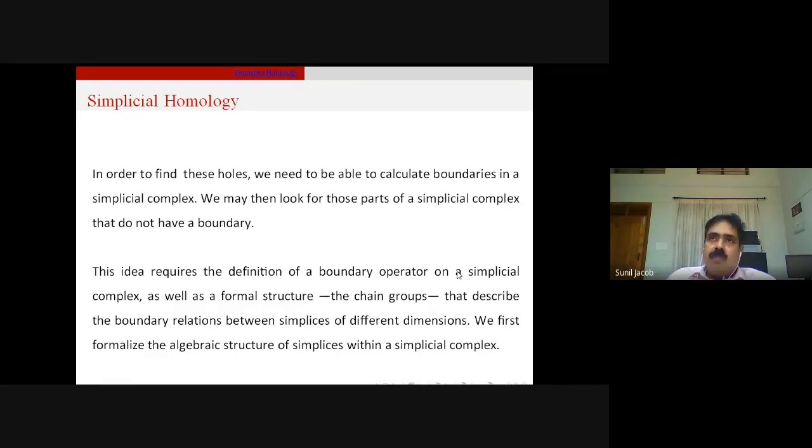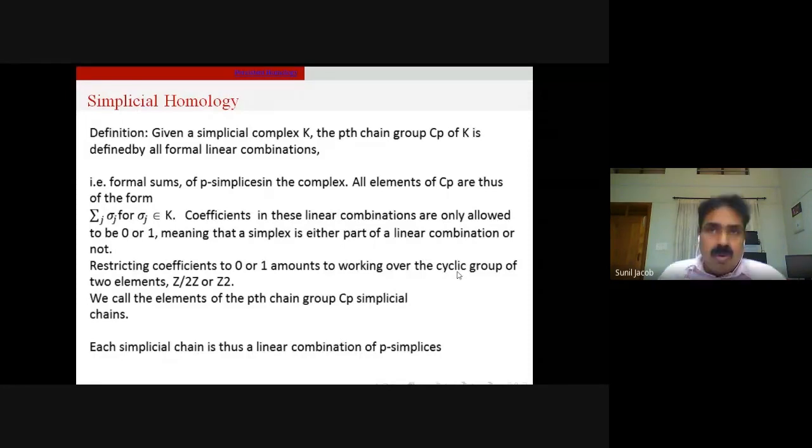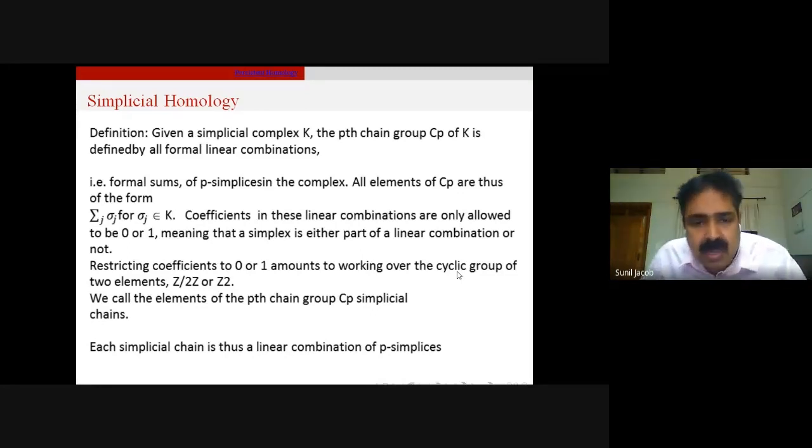The members of the chain group will obviously be chains. We'll see what chains are, and for them we will introduce the boundary operator. In fact, we will see that the boundary operator will be a homomorphism with respect to the chain groups. Specifically, the boundary operator will be a homomorphism from chain group Cp to chain group Cp-1, as the boundary reduces the dimension of the space. Therefore, this is the formal algebraic structure that we are going to define on a simplicial complex. This is a definition: given a simplicial complex K, we will define the pth chain group. I told you already that all our discussions will be done for various dimensions separately, and p is our dimension. Given a complex K, we'll find the chain group Cp for K, and this is defined by all formal linear combinations.